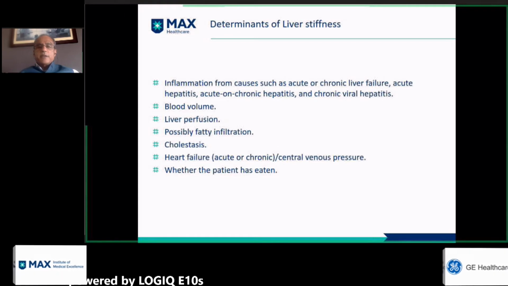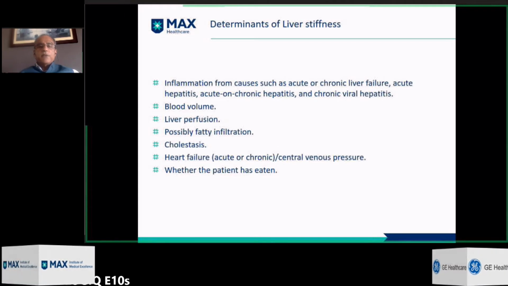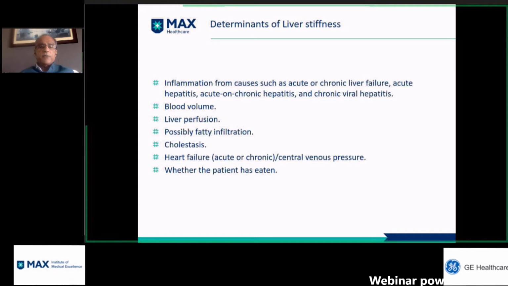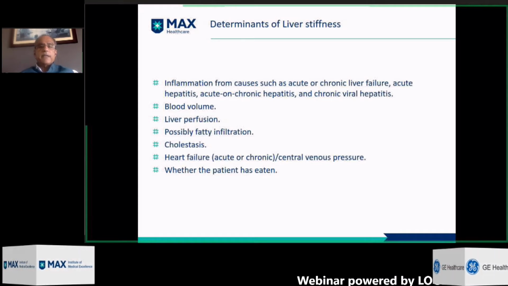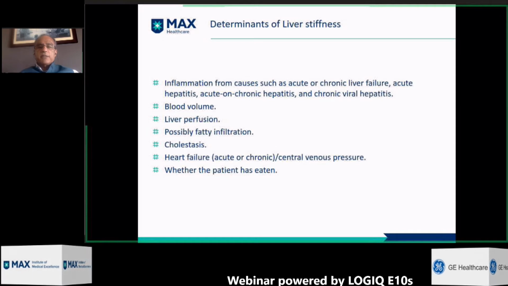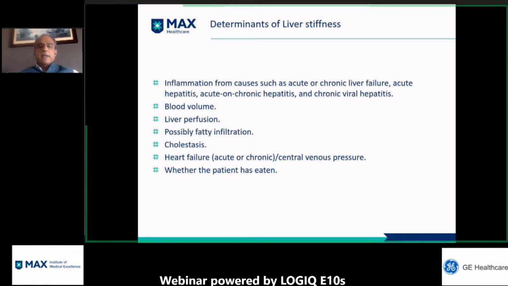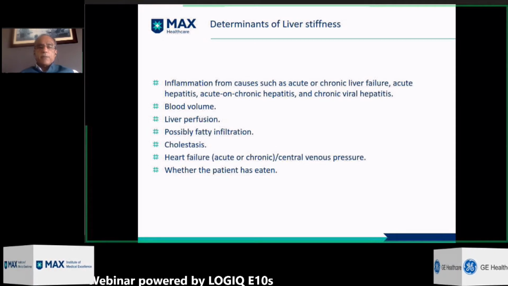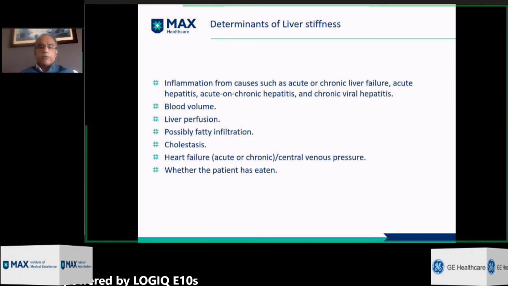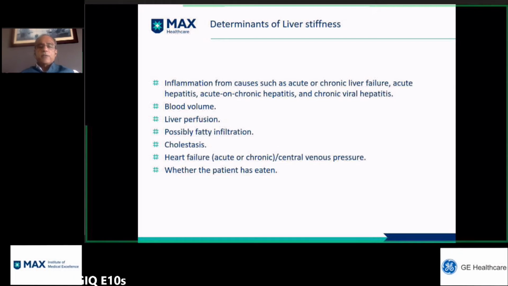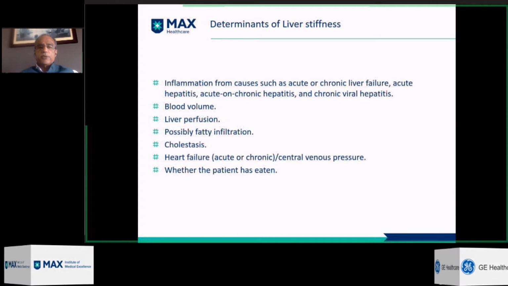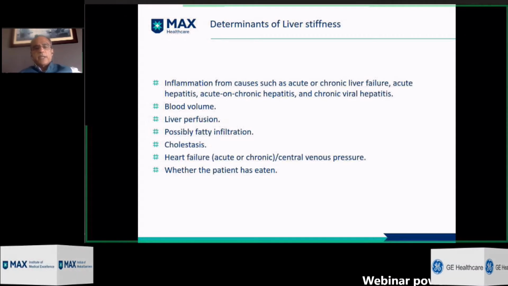So there are many determinants of liver stiffness, and we have to be aware of those because they may sometimes cause false readings, and we have to be aware of the limitations. So inflammation from causes such as acute or chronic liver failure, acute hepatitis, active alcohol drinking, and chronic viral hepatitis will give us slightly skewed levels of stiffness. So we have to take that into account.